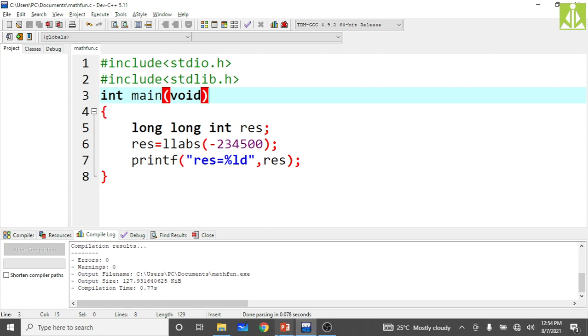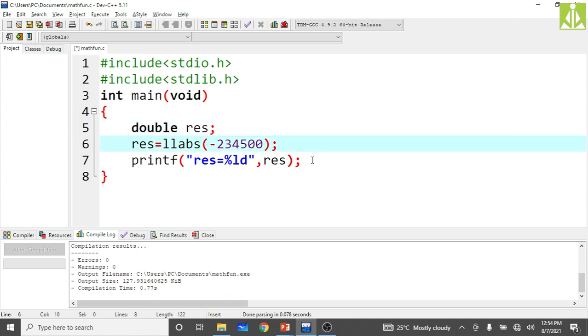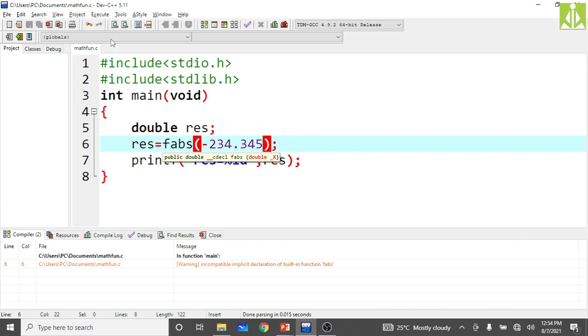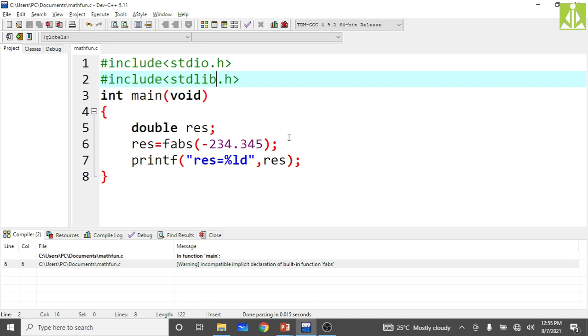Okay, so yes, for floating point numbers, for normal double, what function? FABS. I need to use FABS with a normal double, some 234.345. This is for normal double. Okay, now compile. Incompatible type. So the normal double type, maybe it is available in math.h.